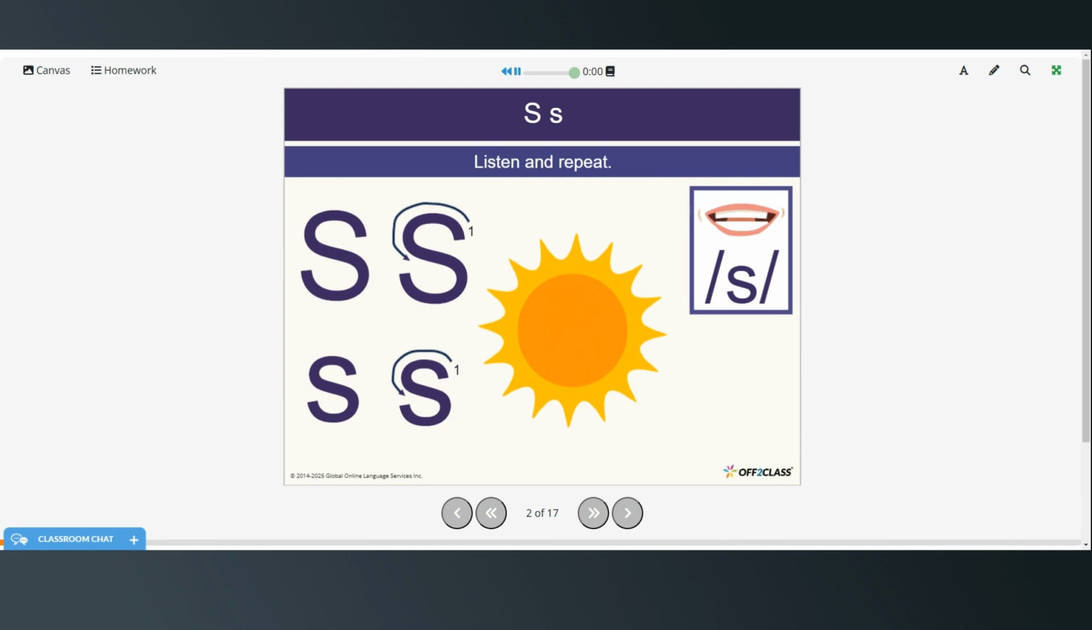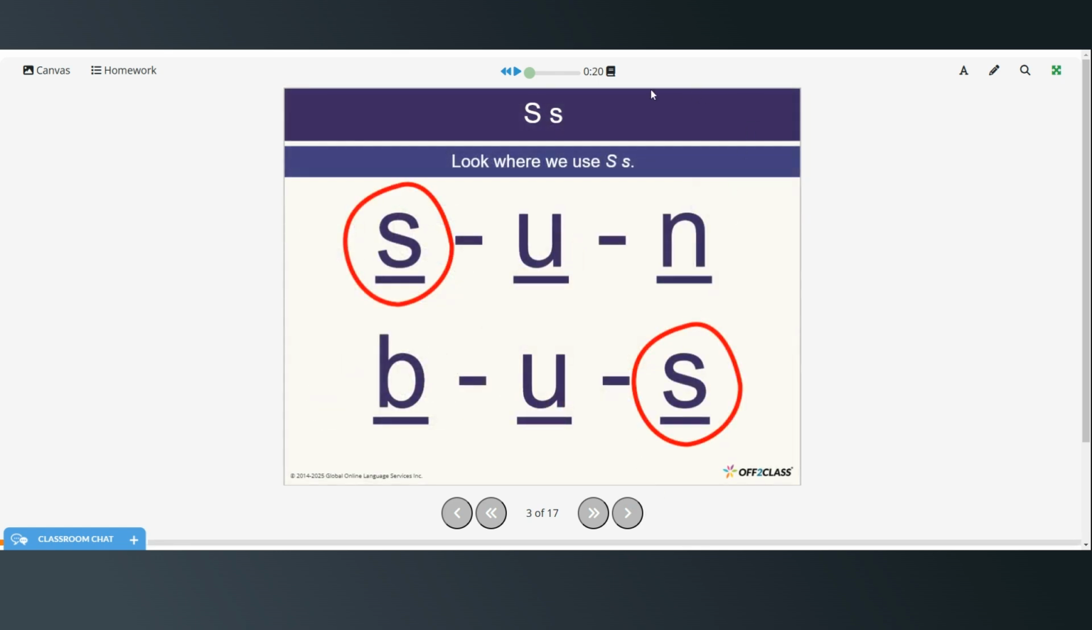Sun. And again, be sure that you're paying attention to the mouth position for the S sound, which is s, s, s. Okay, so these are some different places where you can use that S sound. It could be at the beginning of the word or the end of the word.